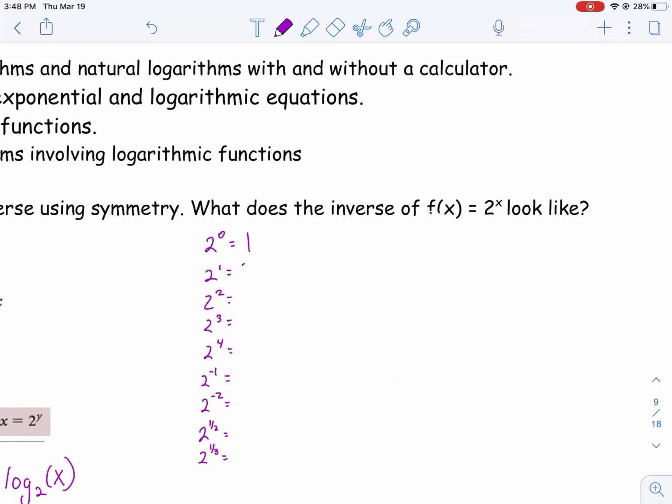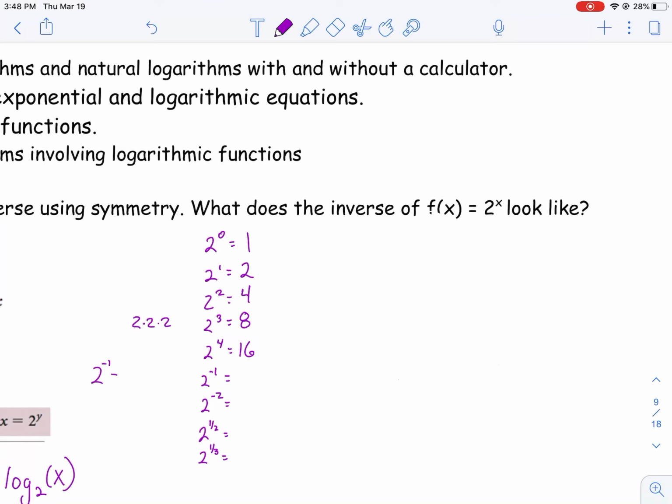2 to the first power is just 2. 2 squared is 2 times 2, which is 4. 2 cubed, 3 of them, right? 2 times 2 times 2 is 8. 2 times 2 times 2 times 2 is 16.